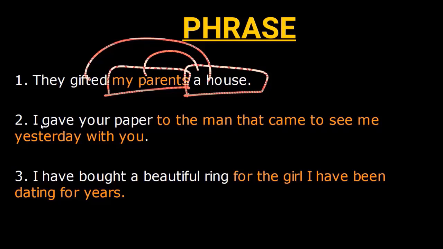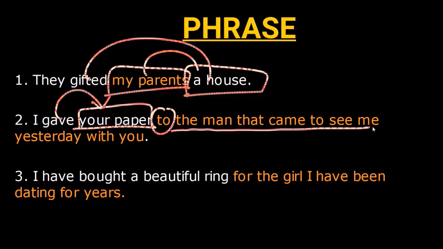Noun phrase. I gave your paper to the man that came to see me yesterday with you. I gave what? Your paper. This is what I gave. Direct object. To, which is the preposition. Now the indirect object. To whom? The man that came to see me yesterday with you. Note this thing: if your indirect object is a long phrase, make sure you use it after the direct object.